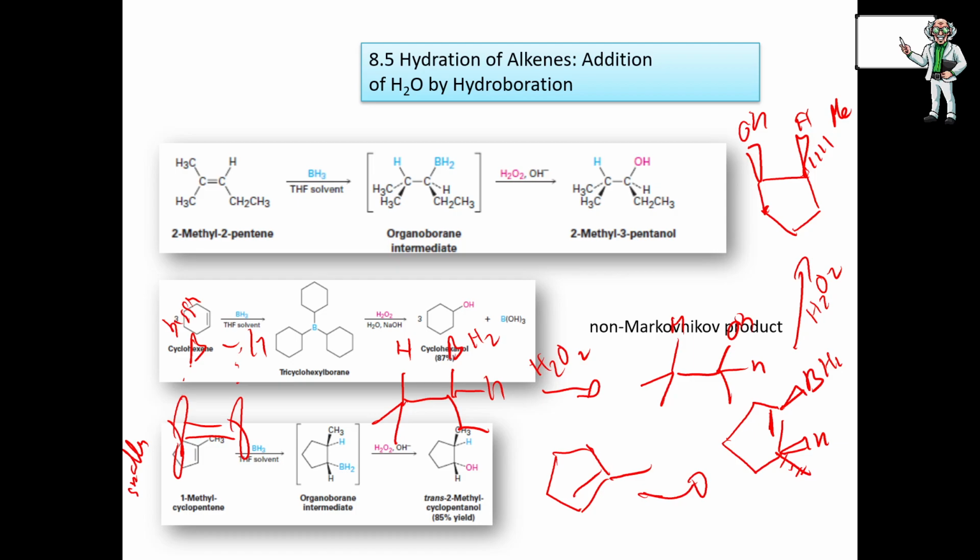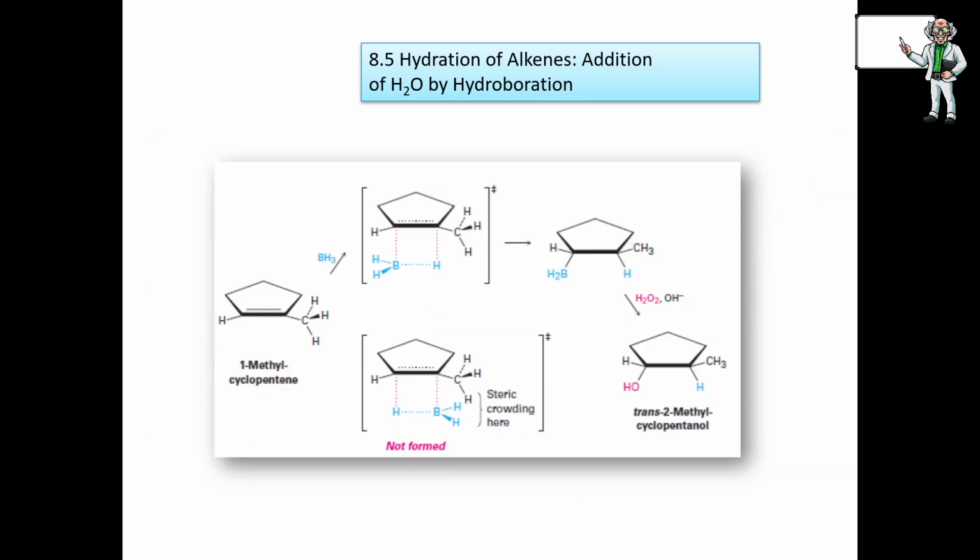Again, the boron will attack the less substituted position, and the addition of the boron and the hydrogen will take place on the same side of the double bond. The next step is we substitute the boron by OH when we treat the boronate with hydrogen peroxide. That means that we will always get the non-Markovnikov product, and the hydrogen and the OH will come on the same face, giving us the syn product, or the cis product. It's important that we remember this.